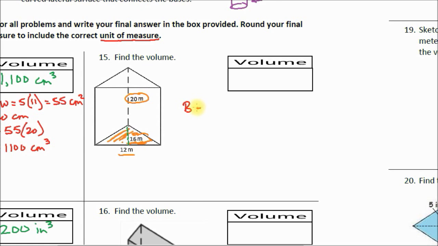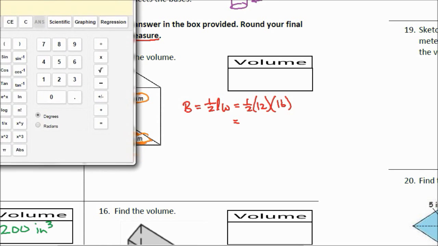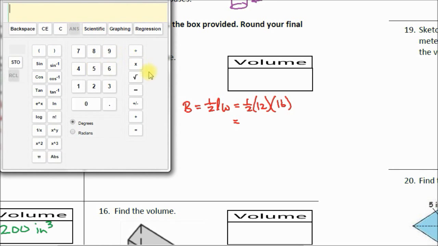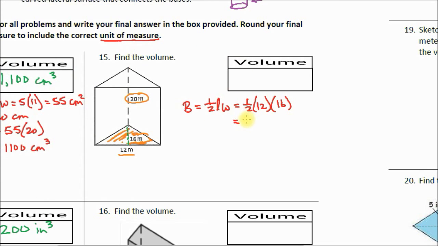We know for a triangular prism, the base is a triangle, 1/2 of length times width, which is 1/2 of 12 times 16. Let's put that in our calculator. Slide this over so you guys can see this. I'll use the parentheses, 1 divided by 2, there's my 1/2, times 12 times 16 equals, and our number is 96. So the base is 96 meters squared.